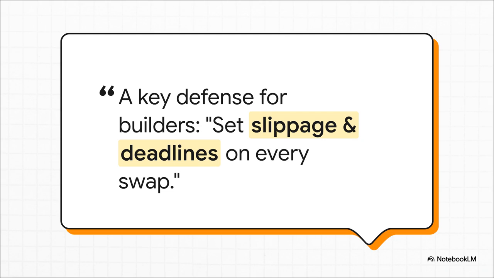So how do you fight back? Well, builders actually build in some simple but really powerful defenses. When you set your slippage, you're basically saying, hey, if the price moves too much, just cancel my trade. That stops the sandwich attack in its tracks. And setting a deadline on your transaction makes sure it can't get stuck and used against you later.